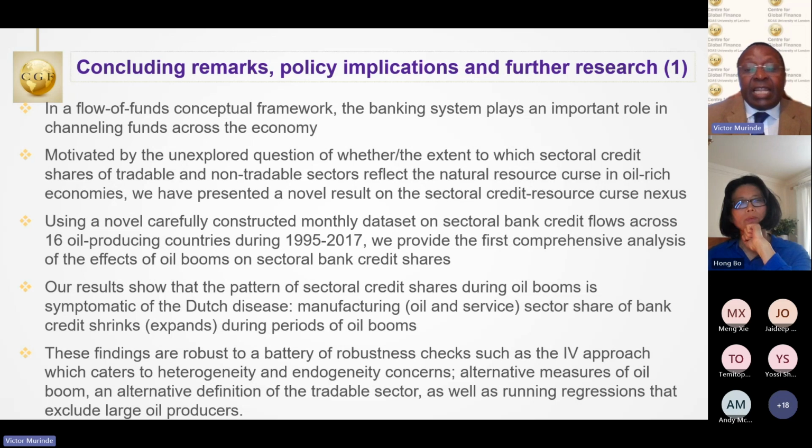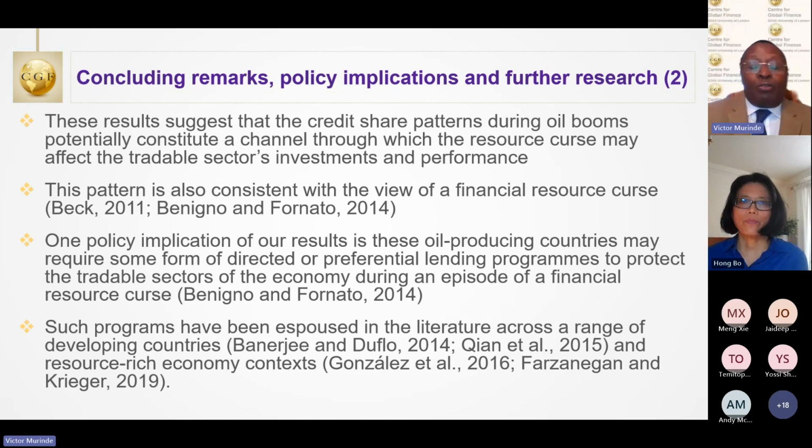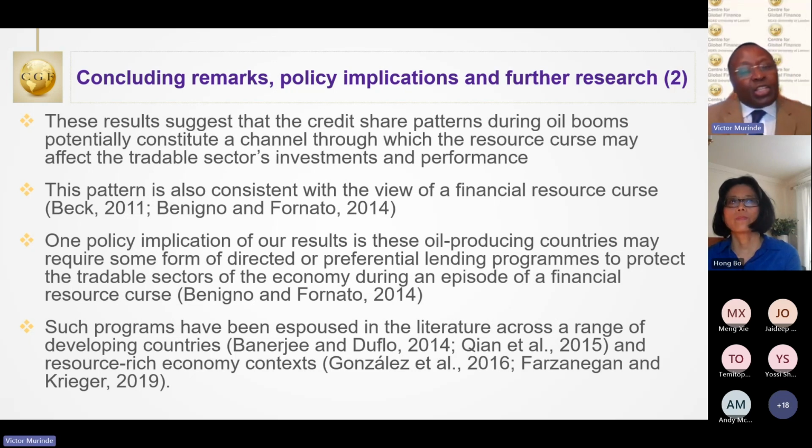They signify that bank credit provides a very important way of understanding the natural resource curse. Overall, the credit share patterns during oil booms constitute a channel through which the resource curse may affect tradable sector investment and performance. This is consistent with the views about the financial resource curse, which has come into the literature.